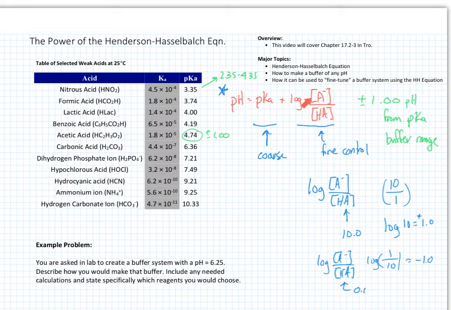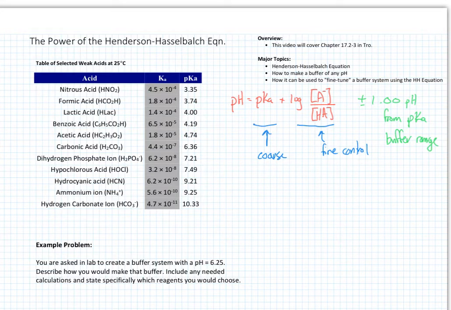So we have actually 2 orders of magnitude of concentration from 0.1 up to 10. And as long as we're within that ratio range, we can maintain the pH plus or minus 1 pKa. So our coarse control is we pick a value that's close to the pH that we're trying to make our buffer solution, and then our fine control is we dial in this ratio based on the molarities, or, as I'll show you in a second, we can use the number of moles.